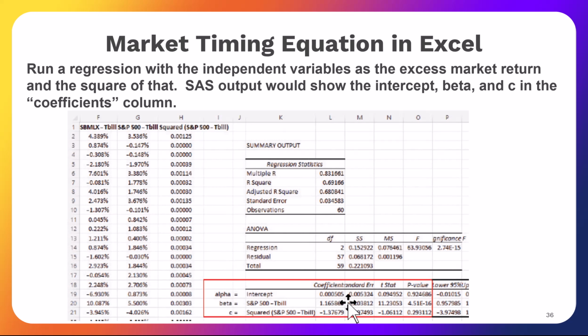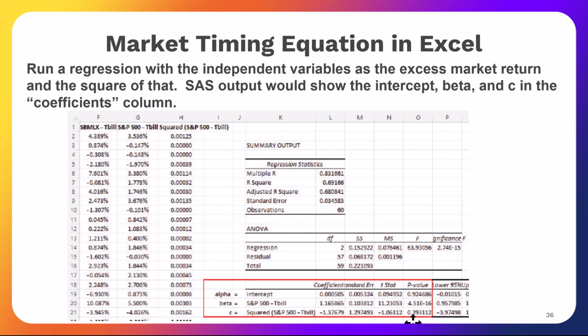So in our regression, the intercept is 0.0005. The beta, 1.16, is the beta of our portfolio here. And C, that is our squared number, right? It's negative 1.376. So here C is negative, but it's not statistically different from 0.